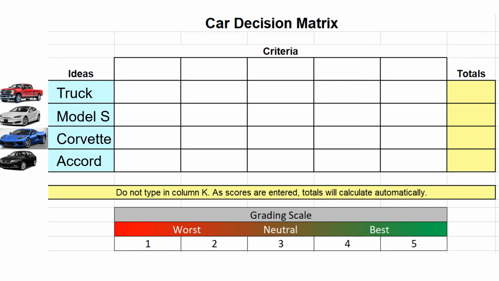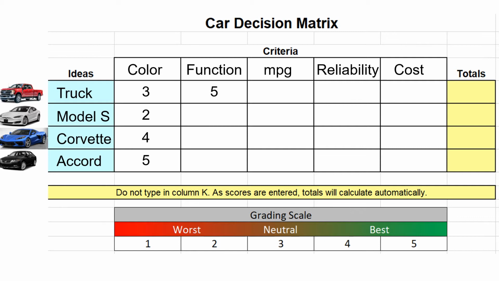If you're looking for a car though, you might look for things such as color, function, miles per gallon, reliability, and cost. So for color, red's okay, white's not great for me. I really like blue, but I really always wanted a black car, so I'll give that a 5. Functionality, trucks, you could tow a lot of stuff, and it looks like a 4-door cab there, so pretty functional.